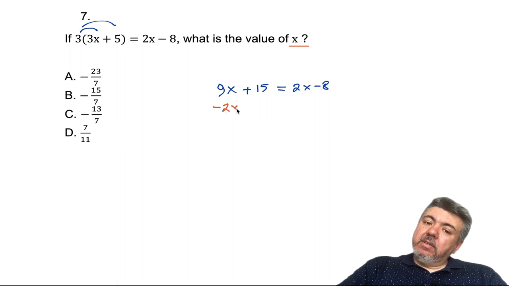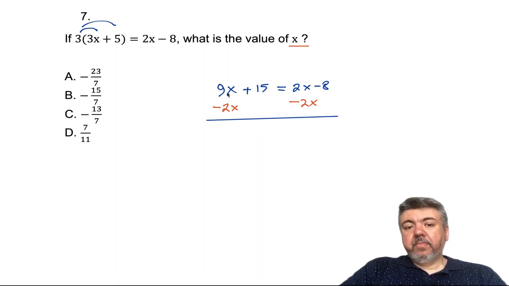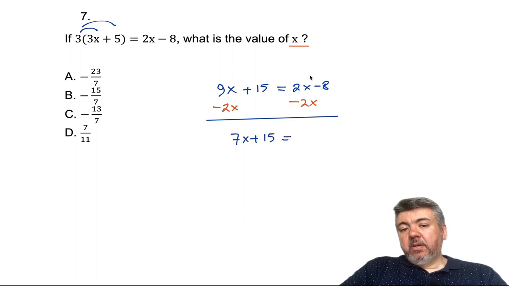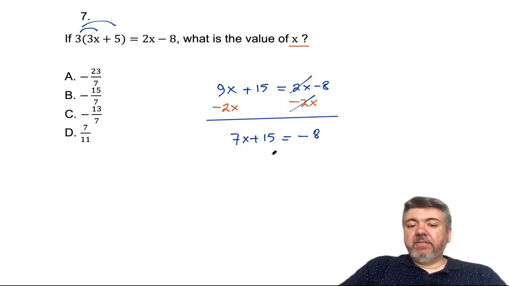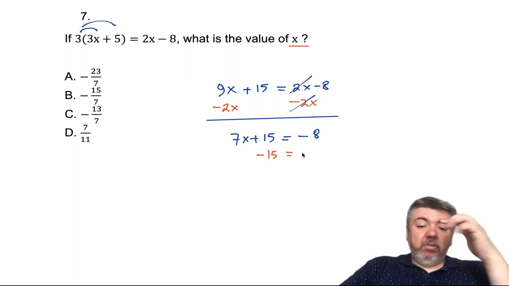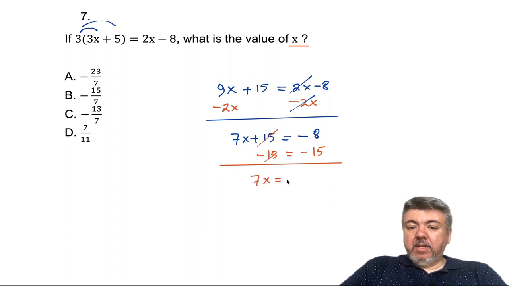Add negative 2x to both sides. I have what? 7x plus 15. These 2x's cancel. Equals negative 8. So I don't want this 15 on the left side, so I will add the opposite, negative 15, on both sides. So it's going to be 7x on the left and negative 23 on the right.